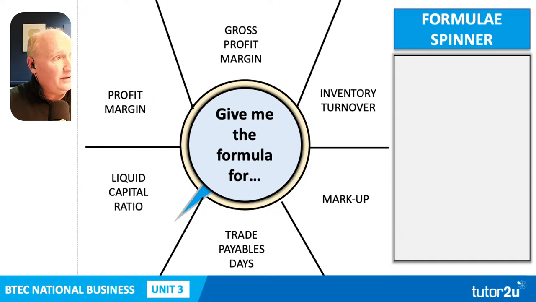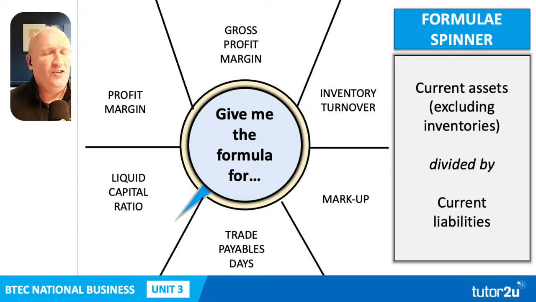So don't forget the liquid capital ratio. I'll just put it on screen there. We just need to make an adjustment, don't we? It's current assets, but we don't include inventories. Now, just be careful with that. You might be given the current asset total and the inventory total, in which case you take inventories off. If you're given all the information in current assets, just ignore inventories. And then we divide that by current liabilities. Don't forget the liquid capital ratio is meant to be a more stringent test of liquidity. And the reason for that is that often businesses find it hard to turn inventories into cash quickly. Therefore, it's a useful test of liquidity.